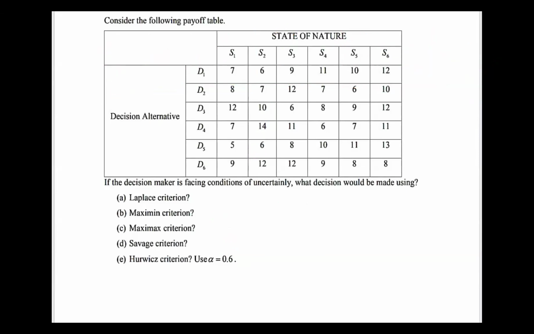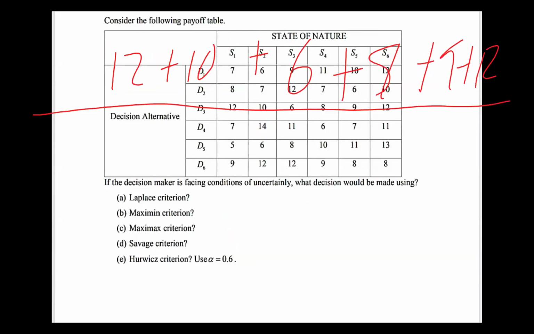The third decision will be made up of what numbers are we using? 12 plus 10, 6 plus 8 plus 9 and plus 12, and all that to be divided by 6. That's 9.5. Yes, that's nice. 9.5. That's the third decision.